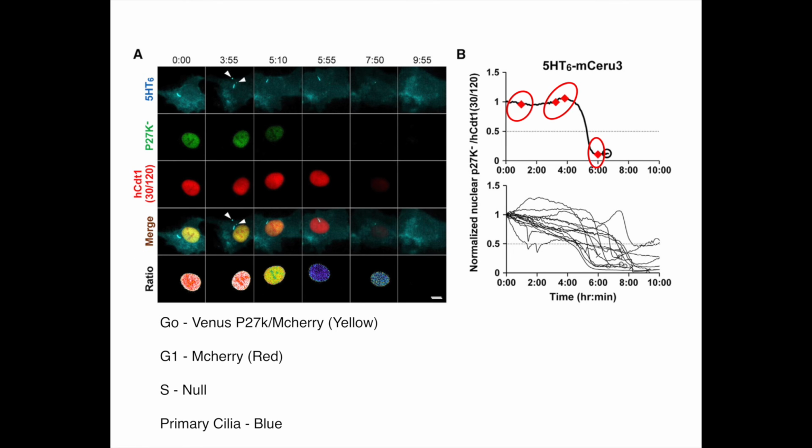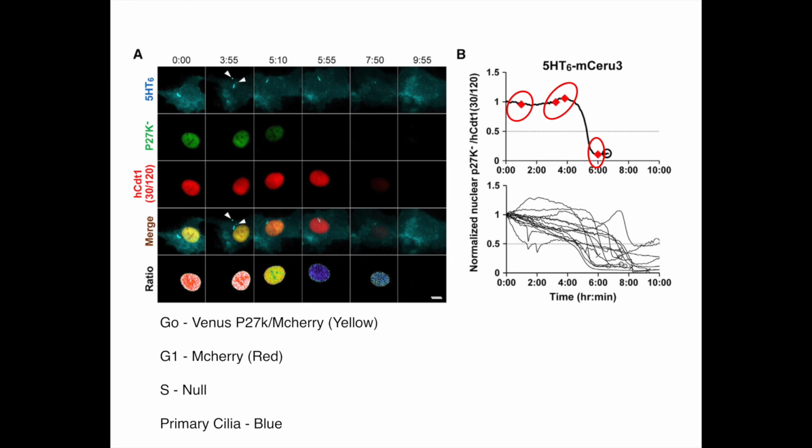This is further illustrated by the graph on the right, which represents the relative amount of venus P27K as a function of time. The researchers decided that the point at which the signal from P27K was at 50% of its original would indicate the transition point between G0 and G1 phase.